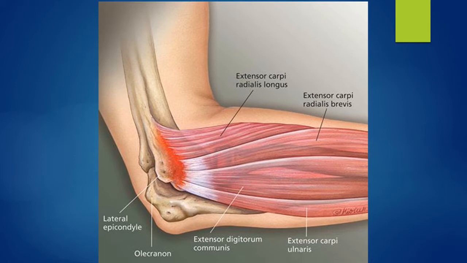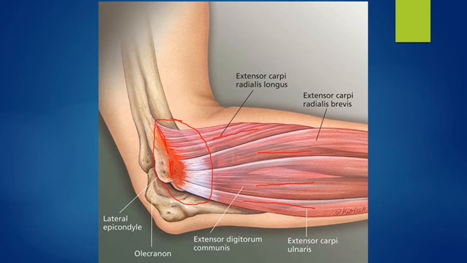So from inferior to superior, we have the extensor carpi ulnaris muscle, the extensor digitorum communis muscle, the extensor carpi radialis brevis muscle, and then on top, the extensor carpi radialis longus muscle. Now, all of these muscles combine to form the common extensor tendon right here in this region. And the common extensor tendon attaches either on the lateral epicondyle of the humerus here, or on this ridge above the condyle known as the supracondylar ridge.